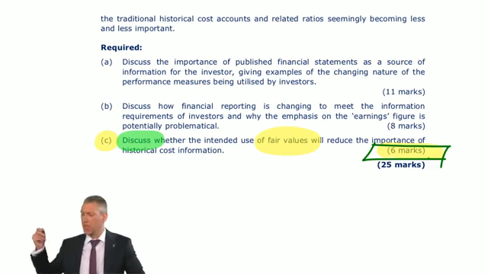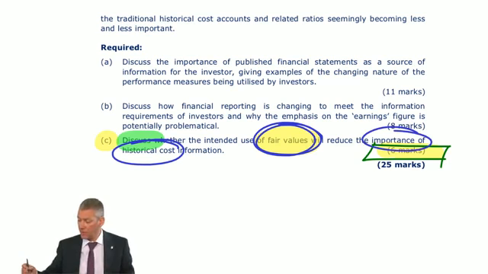65 heading sentences for 65 marks of narrative, of which these 6 I'm going to deliver to you now. Discuss whether the intended use of fair values will reduce the importance of historical cost information. Well, the main thing that we do when we're answering these questions is copy stuff from the scenario. So, you can see that the examiner wants us to talk about fair value and he wants us to talk about historical cost. And then he wants us to talk about importance. So, there's 3 marks right there. So let's get those 3 marks.